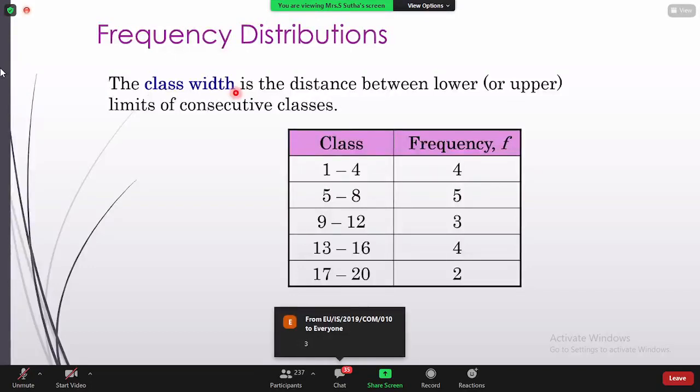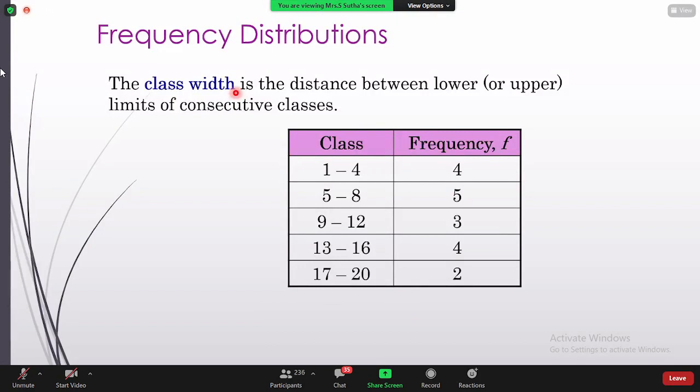Clearly read it. Read the first sentence carefully and then say what is the class width. 4. Yes. How did you say 4? 5 minus 1. Yes. Right. Now here you read it.